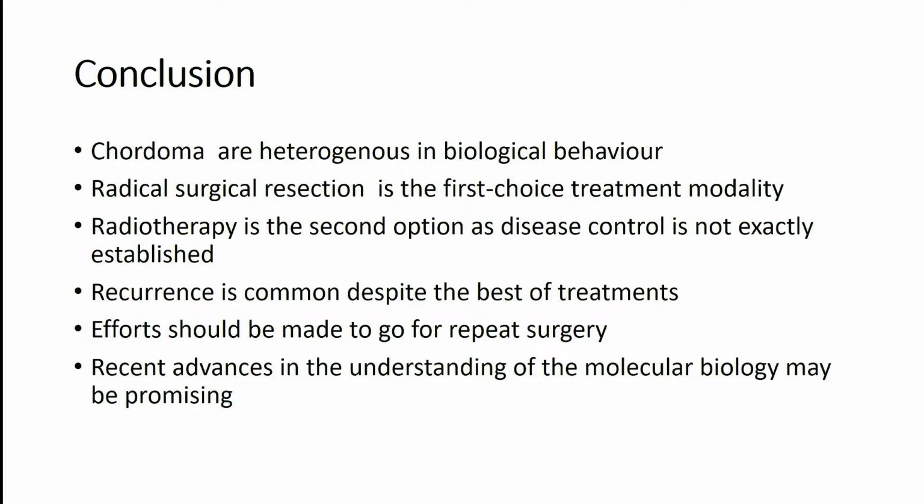So, as you see, chordoma is a heterogeneous group of tumors. Radical resection is the first choice, definitely, and you should all go all out for it. Recurrence is common, and despite that, you can have another surgery. They can still live longer and go ahead.